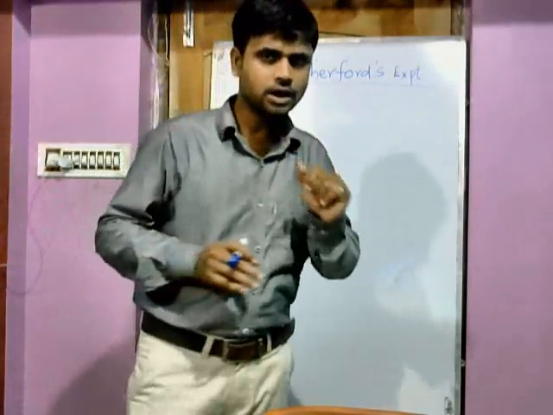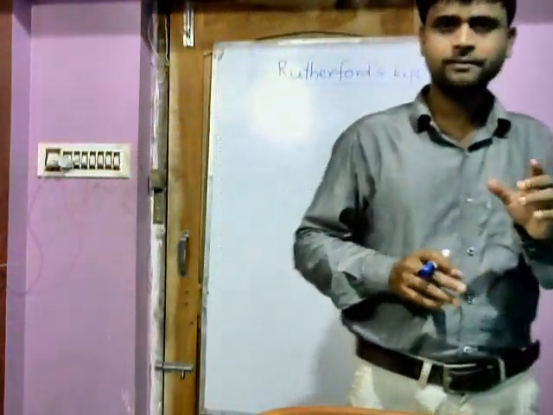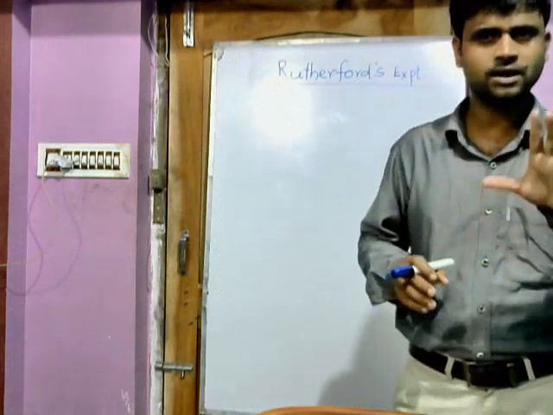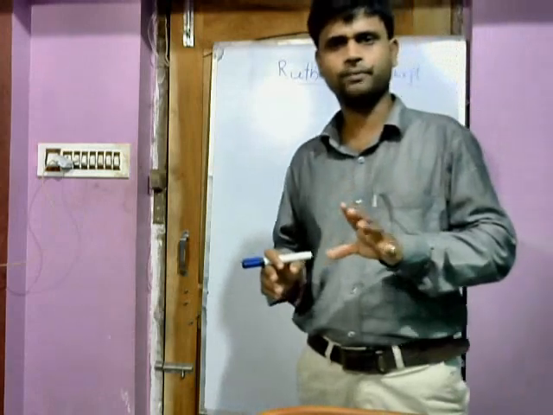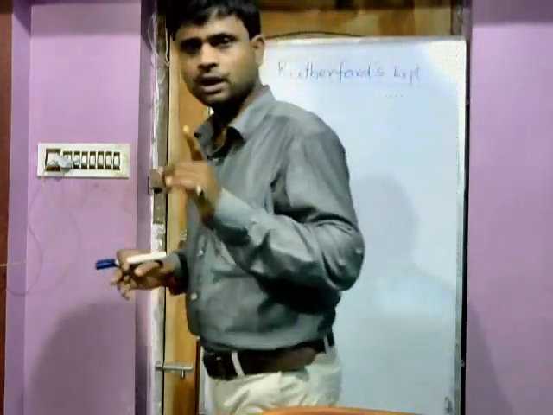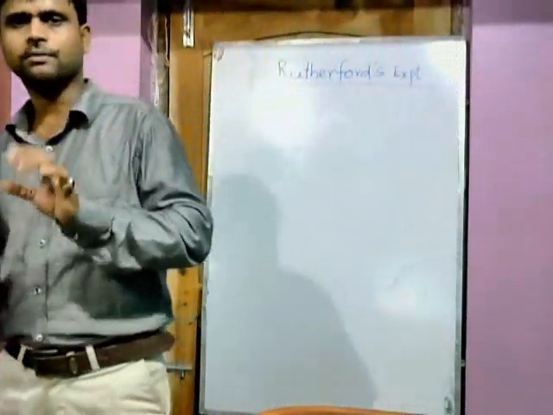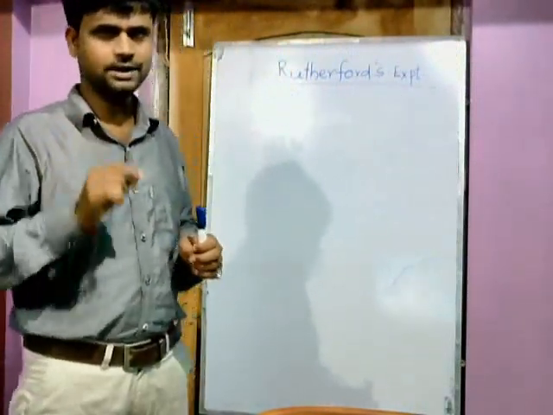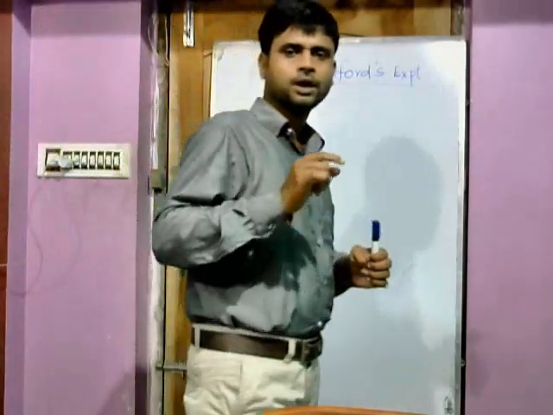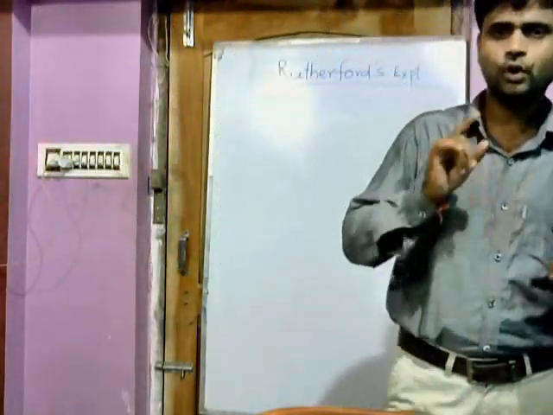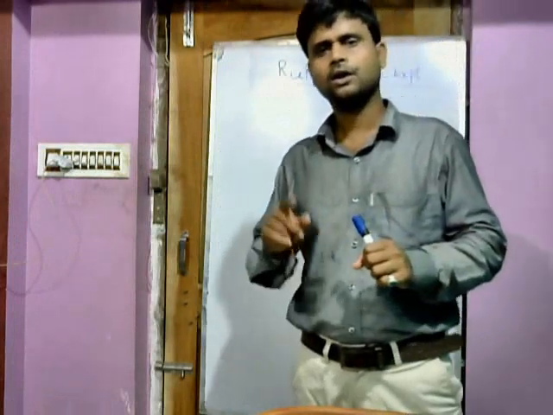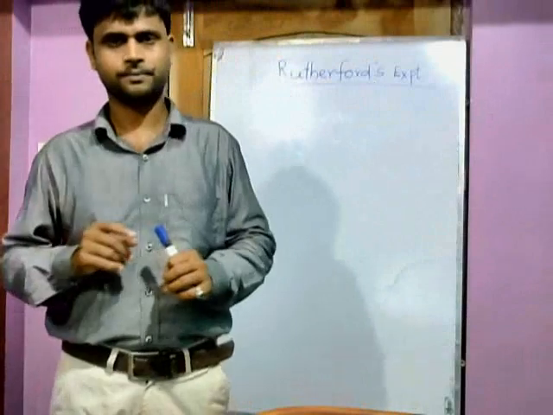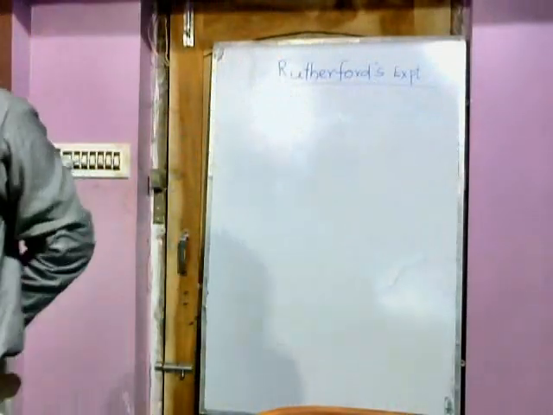Hans Geiger and Marsden in the year 1911 in Manchester University on the advice of their teacher Rutherford in order to know the exact structure of the atom. This experiment is popularly called Rutherford's gold foil experiment or Rutherford's alpha particle scattering experiment. Clear? So, let's see.